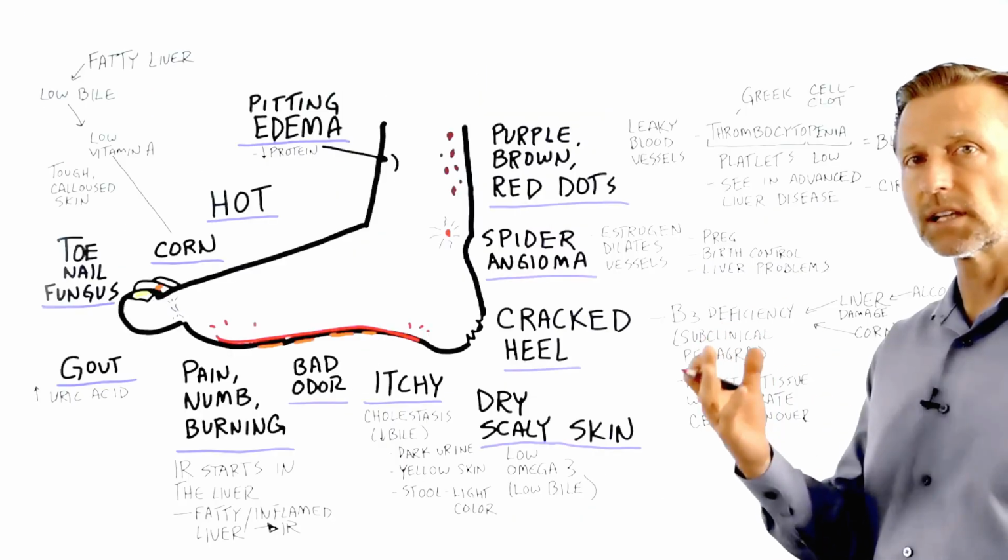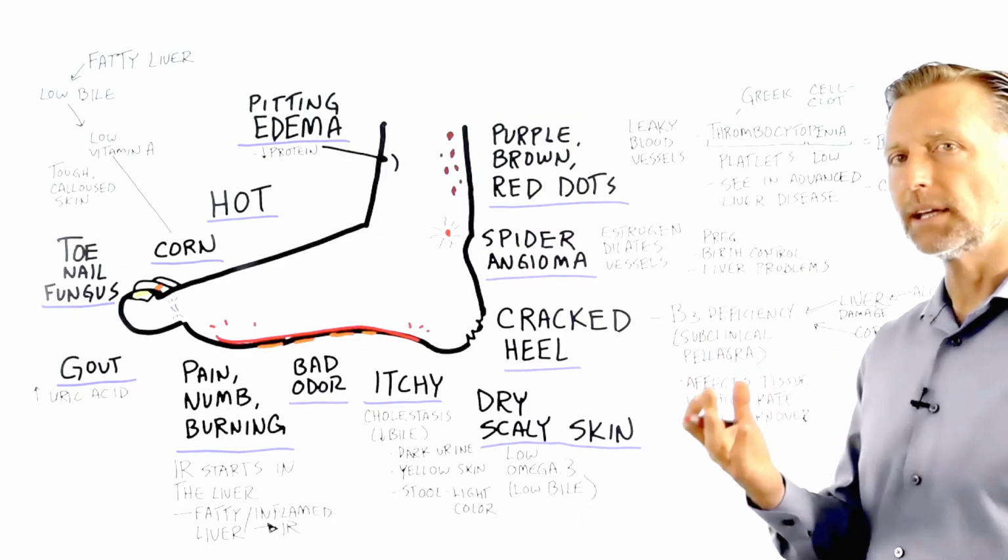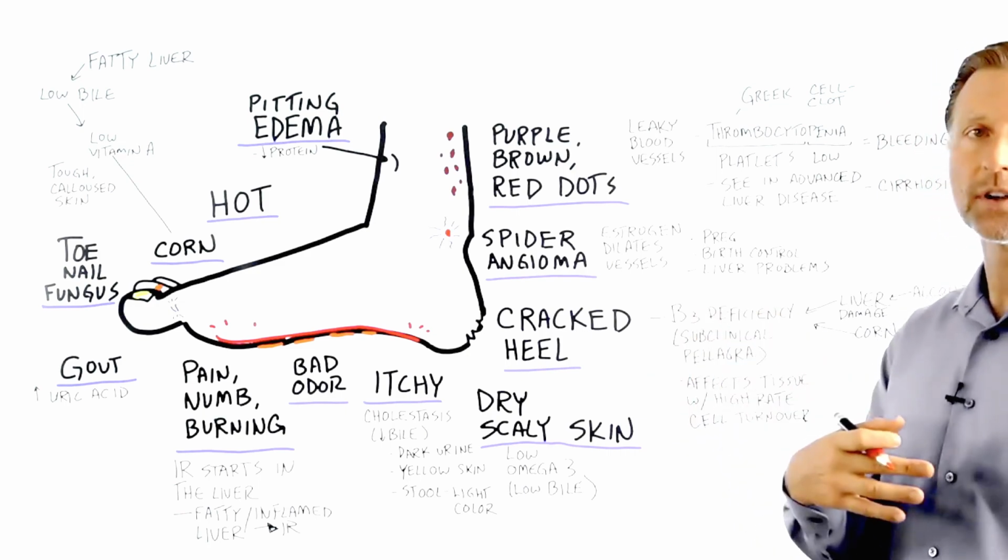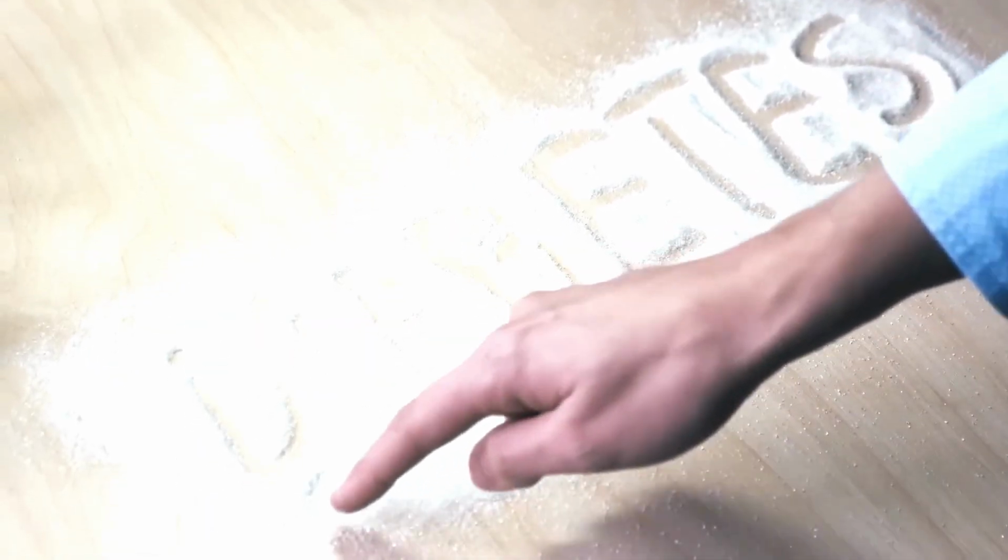Now, you do see this in advanced liver disease, and you also see it in diabetes, which, by the way, the liver can actually create diabetes. So you might see them in both conditions.